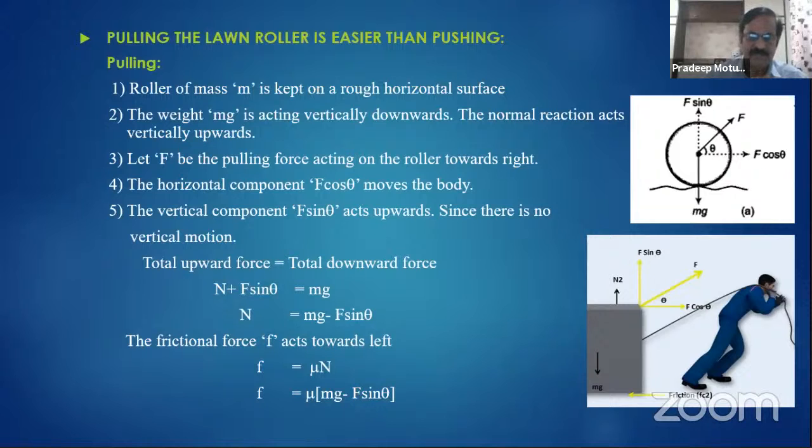The frictional force F is directly proportional to the normal reaction. Therefore, F is equal to mu N, where mu is the coefficient of friction. Take the value of N that you already calculated, that is N is equal to mg minus F sin theta. Just substitute the value of N here. F is equal to mu into (mg minus F sin theta). This is the frictional force acting towards the left.